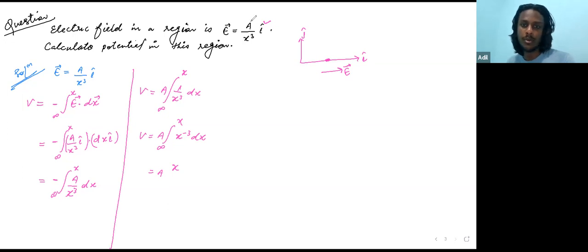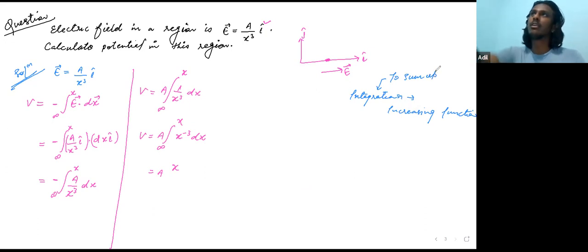One second. Remember that in integration, okay? What is integration? Integration is generally an increasing function. Which type of function is integration? Increasing function. Integration means to sum up. Okay? Integration in the sense to sum up. Are you clear or not?